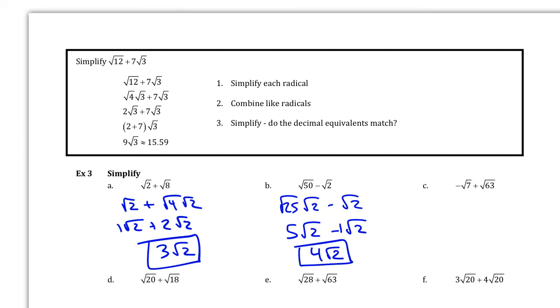In C, I have negative root 7 plus root 63. Root 7 does not simplify, so it's still negative root 7 plus, but 63 is 9 times 7. So I'm going to do root 9 root 7, which is really 3 root 7. So I have negative square root of 7 plus positive 3 square root of 7 gives me, well, this is like negative 1 plus 3, which is 2. 2 root 7.